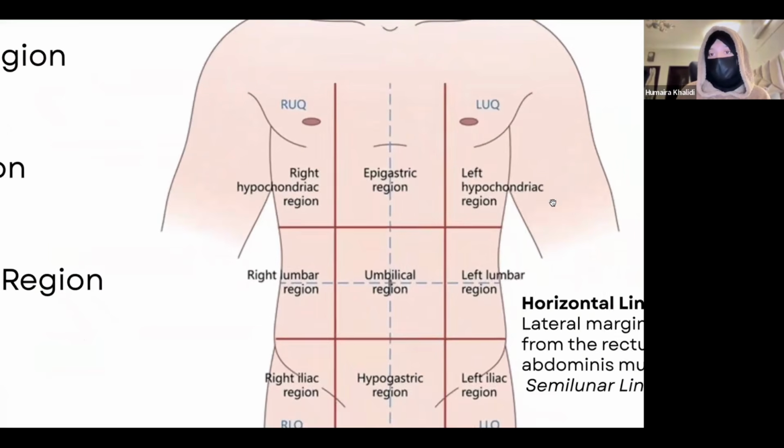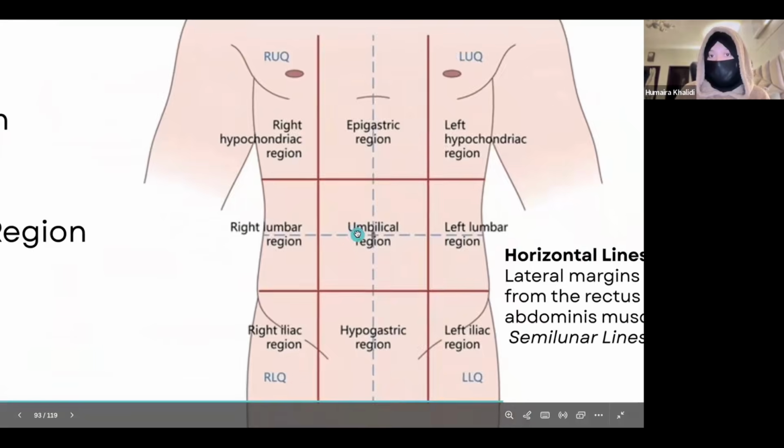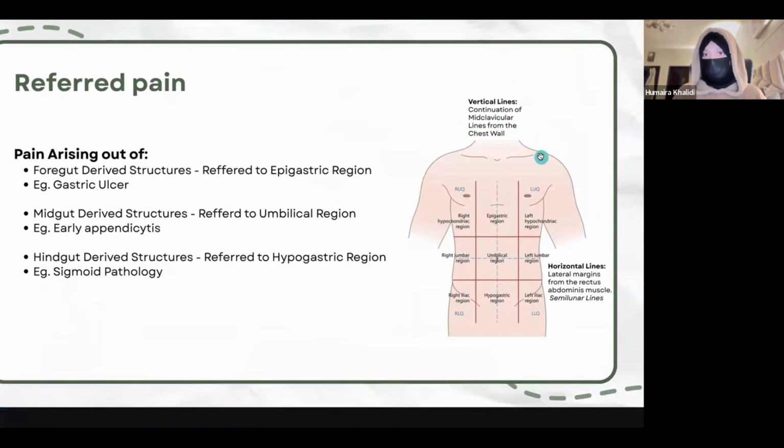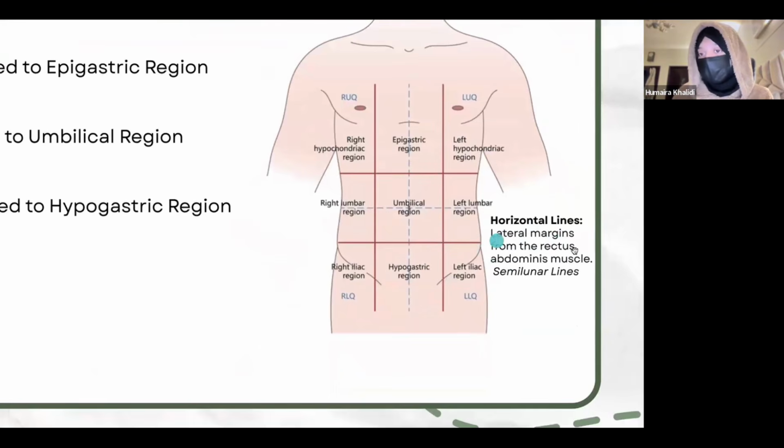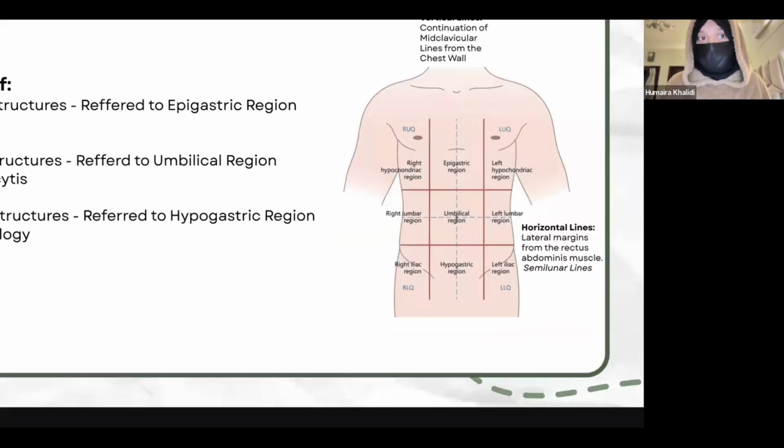These are all the regions of referred pain. Now, first of all, this is what you have to orient yourself with. How did we draw these lines? I'm not going to put a patient under a cannula and draw lines on them, but I'm going to have to use some kind of markings. The vertical lines are drawn as a continuation of the mid-clavicular lines from the chest wall. And the horizontal lines are the lateral margins of the rectus abdominis muscles, or the semilunar lines. Remember how the guy had six packs? We're going to mark these lines, like the one that made the steps.